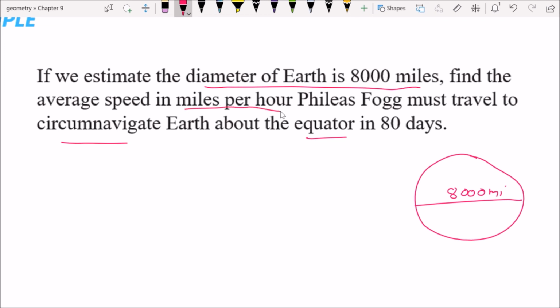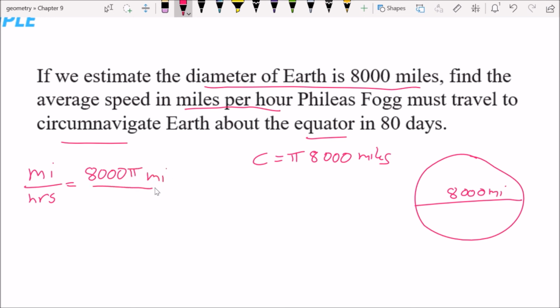We need the average speed in miles per hour in 80 days. So when they say miles per hour, what that means is we need to know the number of miles and we need to divide that by the number of hours. And if we had those two numbers, then that would be fine. So he's going to go all the way around the equator in 80 days. That's going to turn into miles. That's a circumference. So circumference equals pi times diameter, or 2 pi r. Both of them work here. So I'm going to use pi times diameter. That's 8,000 pi miles. So I know the circumference. So actually, I can plug that in right now.